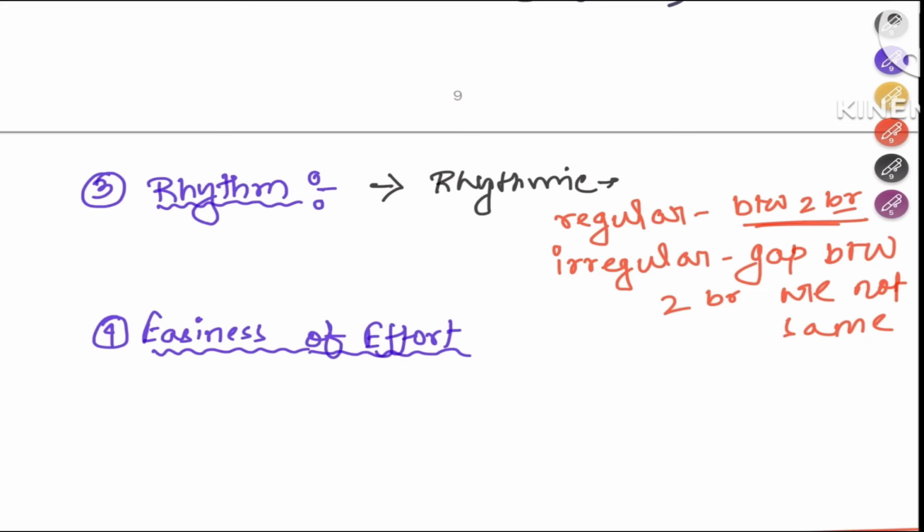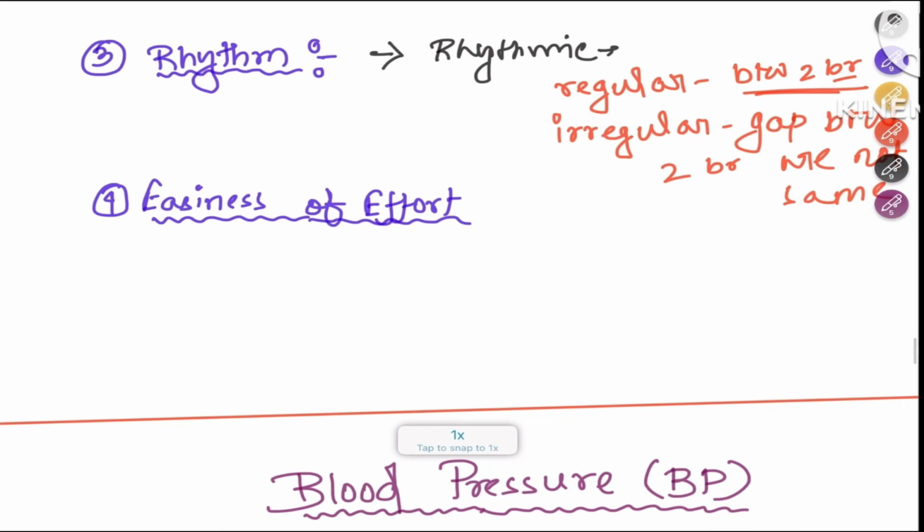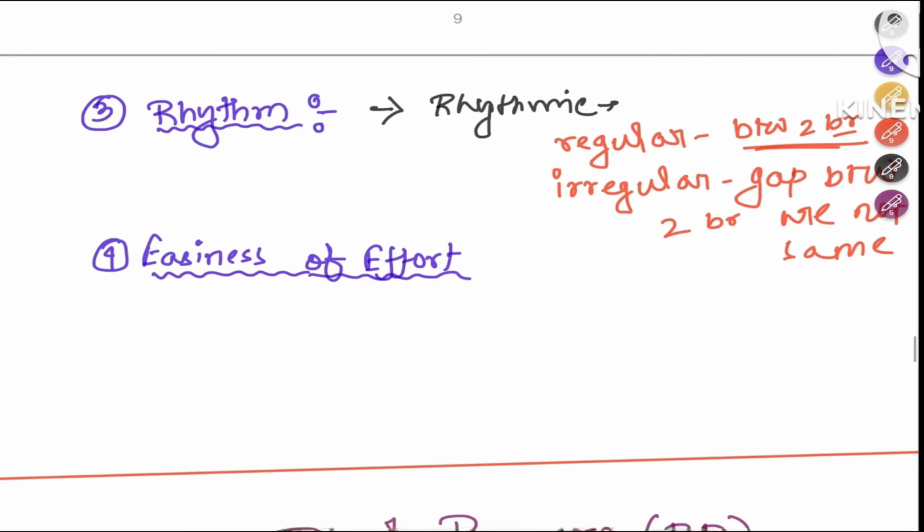So easiness of effort is the next characteristic. Here we will see how much effort you have to give to continue your respiration. If it is going easily, it's easy. Otherwise, if any disease occurs, you have to struggle. The struggle will be more for respiration. So that is the easiness of the effort.